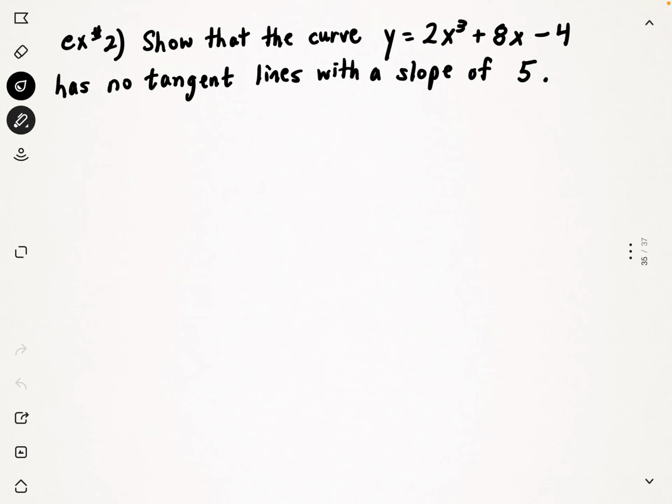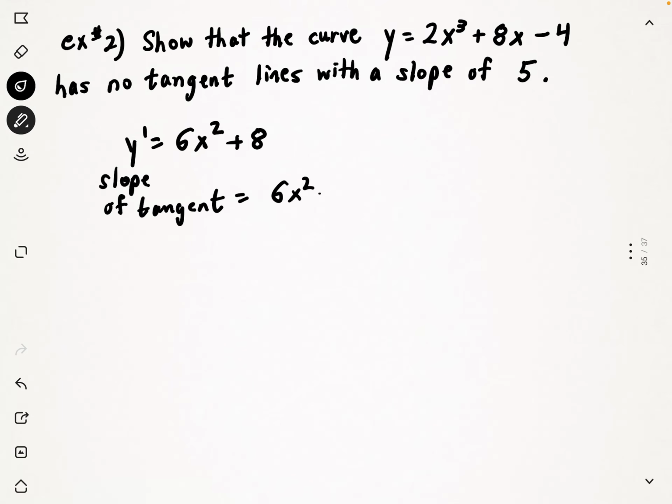And this time, we're going to show that this particular curve has no tangent lines with a slope of 5. Whenever you see the word tangent, we know we're getting the derivative. So what I'm going to do right here is get the derivative. And once again, I'm not given a coordinate point, so I'm not going to plug anything in for x. We're told what the value of the derivative is. And remember that the derivative is the slope of the tangent.